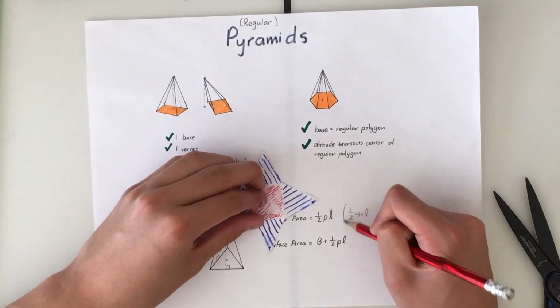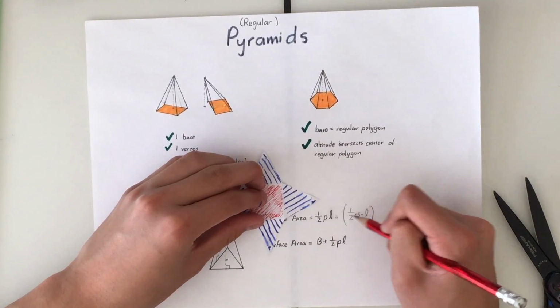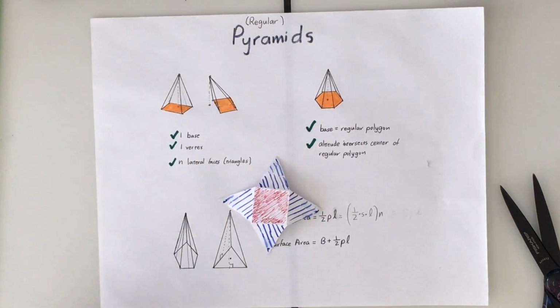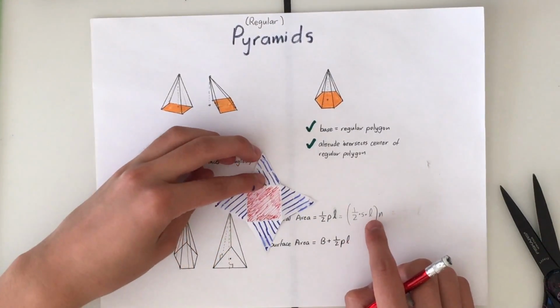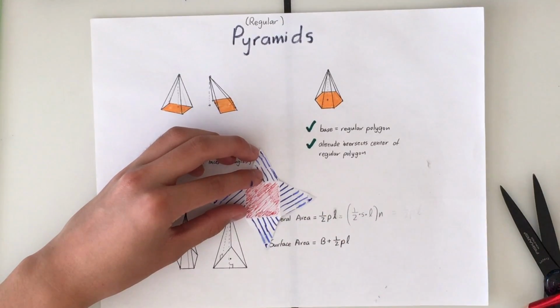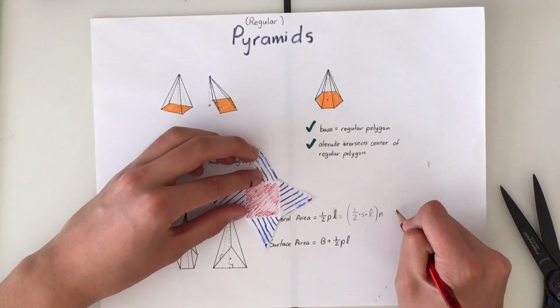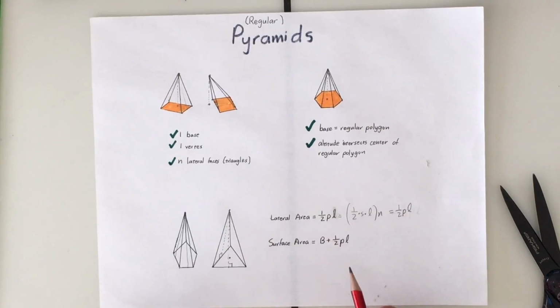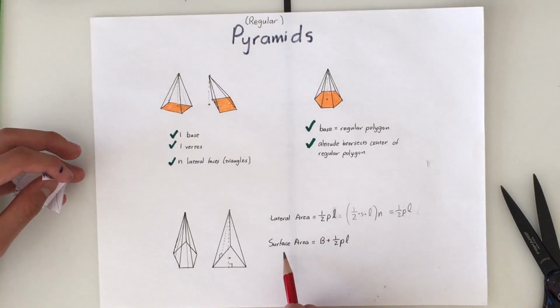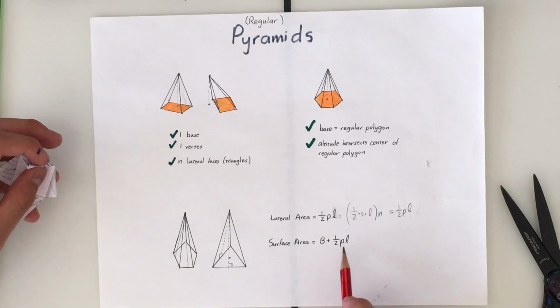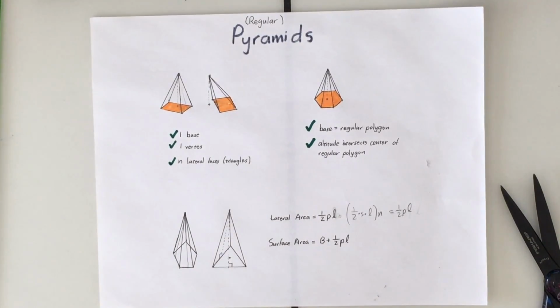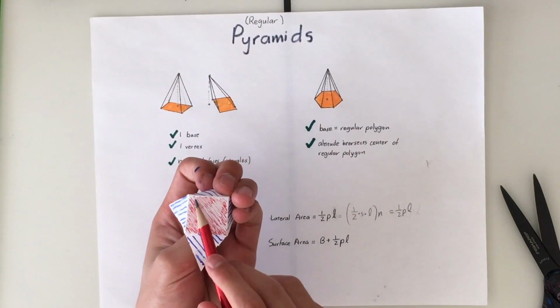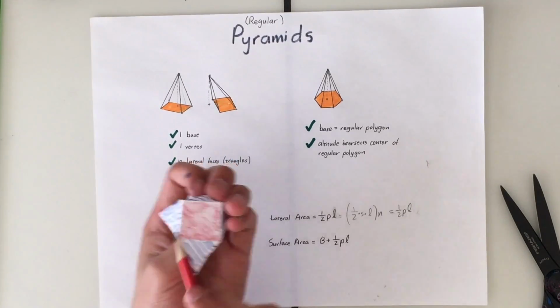And so you're multiplying this by the number of sides. And since the number of sides times each of the side lengths is equal to the perimeter, what you end up with is basically 1/2 times the perimeter times the slant height. And the surface area is basically the lateral area, which is 1/2 times perimeter of the base times slant height, plus the base area. So here it would be the area of this square.